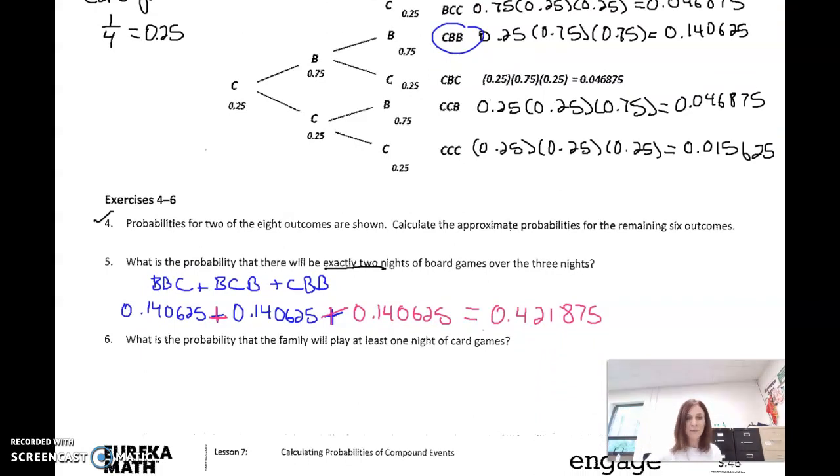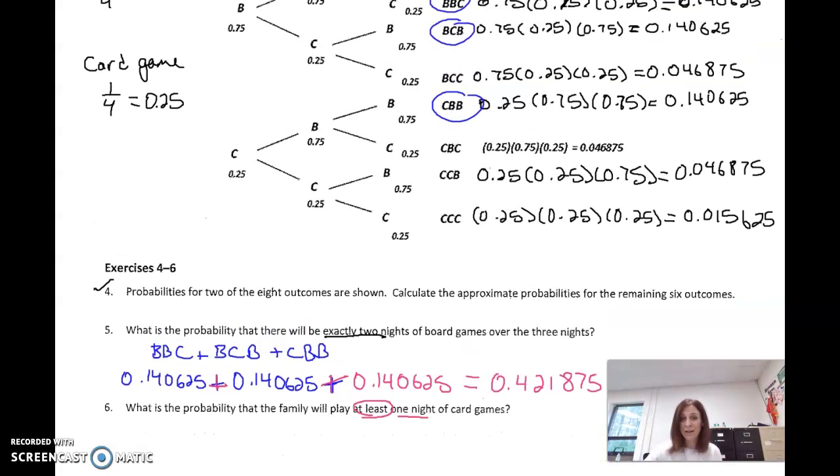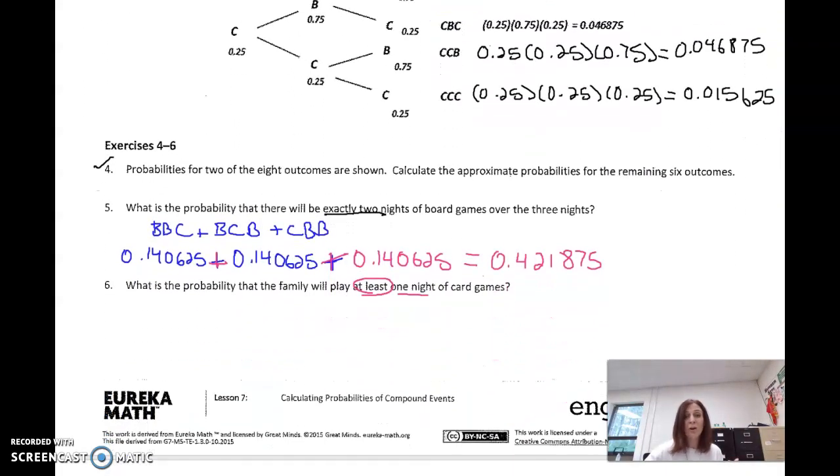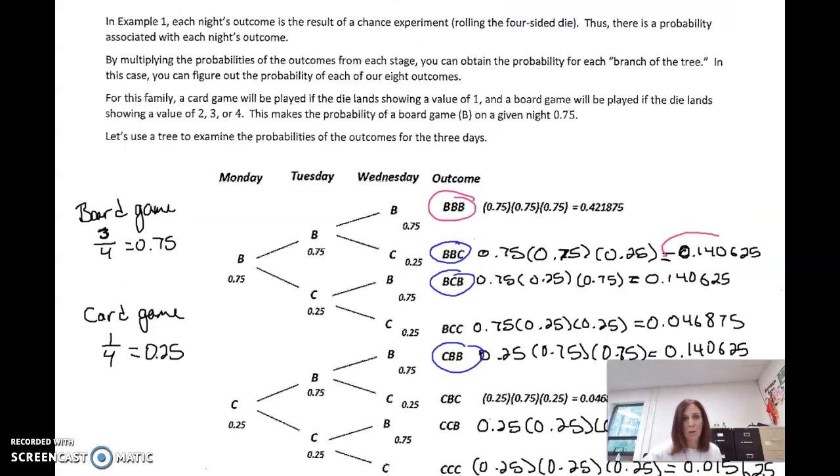So what is the probability that you're going to play at least, we've talked about that before, 1 night of card games? The only time you're not going to play any card games is if you had board game, board game, board game. Every other one of these, you're going to play a card game. Might be more than one, but it just says at least one. So remember, if you add all these up, they're going to add to 100%. So if we want to figure out the probability that we're going to play at least one card game, there's only one chance that it doesn't. So we go 1 minus this probability right here, okay?